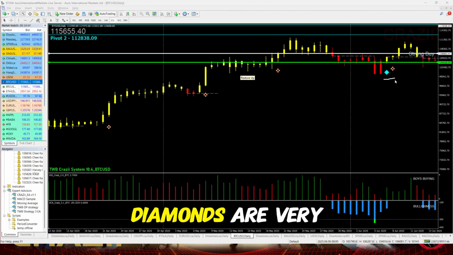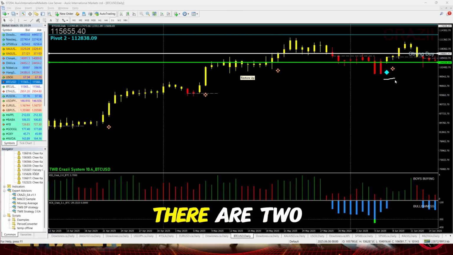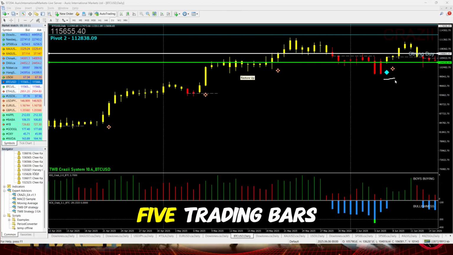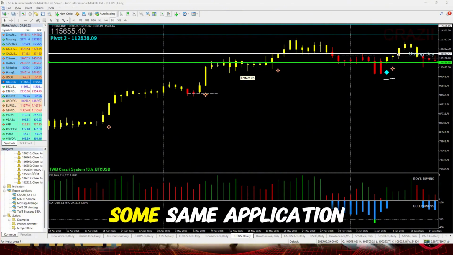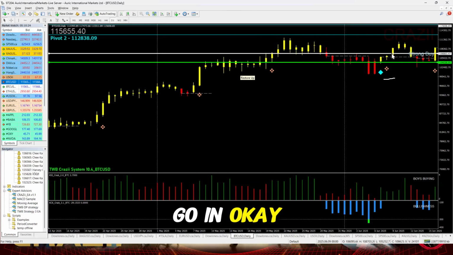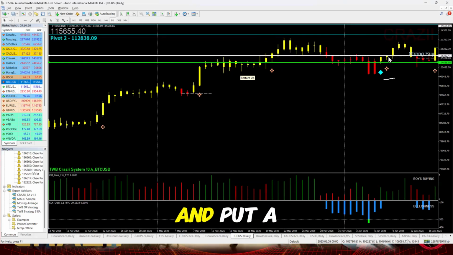Okay, now these two diamonds are very close to one another. That means there are two diamonds within five trading bars. And I said before, two diamonds side by side is a very strong bottoming out signal. It's not the best low, but it should be around there. So same application: go in, put the line and put a stop loss.